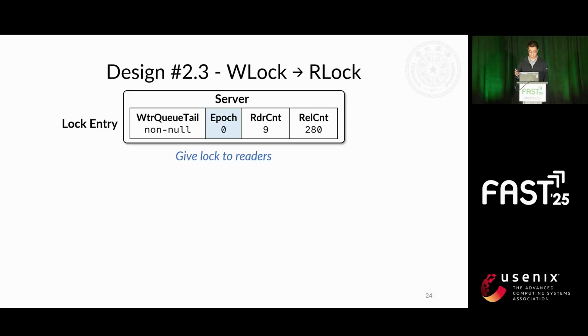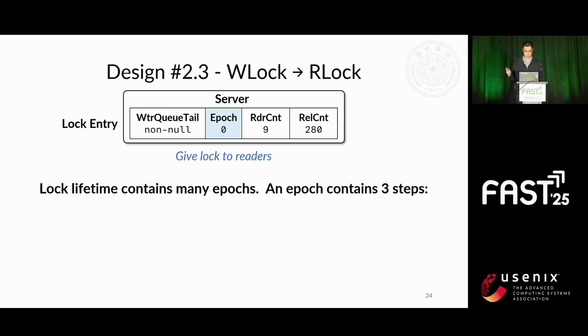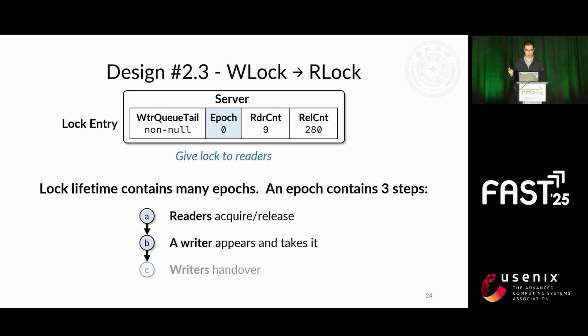The third field, epoch, helps readers acquire the lock when a writer is holding it. To explain the meaning of this name, we know that the entire lifetime of a queue-based reader-writer lock can be divided into many epochs, with each epoch consisting of 3 steps. First, 0 or more readers acquire and release locks. Second, a writer appears and takes the lock. Third, writers hand over the lock in the queue. Now, it becomes obvious that giving the lock to readers is equivalent to starting a new epoch.